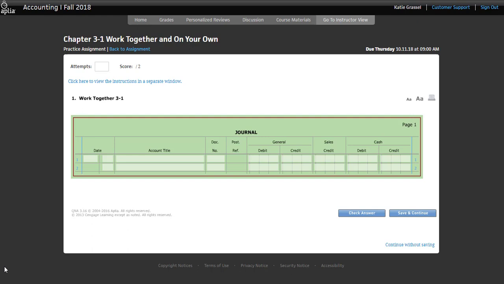This column right here is our document number. This is called our source document. What has to happen in order for anything to happen is there has to be some proof of it. I can't just go in and say that I received $7,000 from my business.